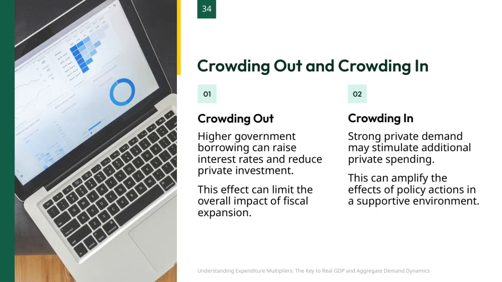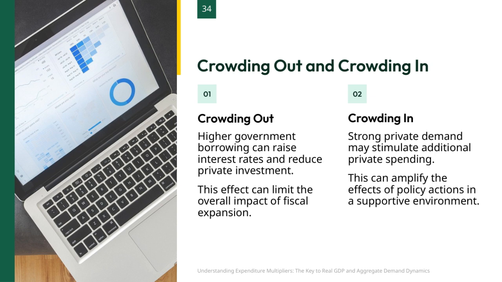Here we're looking at two important concepts, crowding out and crowding in. On the left side, you see a laptop displaying various data analytics charts, symbolizing how these economic dynamics are analyzed. Starting with crowding out, this happens when higher government borrowing pushes up interest rates. As a result, private investment may decline because borrowing becomes more expensive. This can essentially limit how effective fiscal expansion is, as it dampens private sector activity.